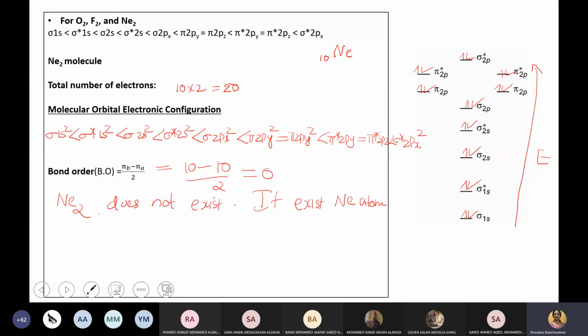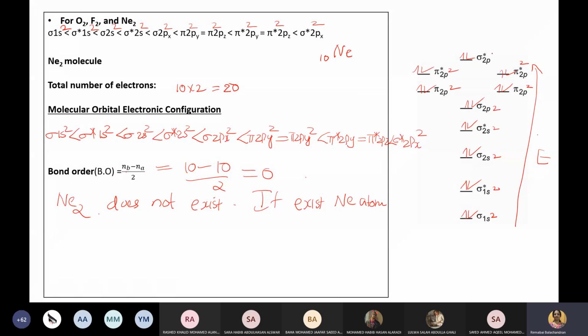Okay, so now the configuration. Tell me please, how do you write? 2, 4, 6, 8, 10, 12, 14, 16, 18, 20. So now here also, sigma 1s is 2, here 2, here in this case 2, here also 2, here 2.